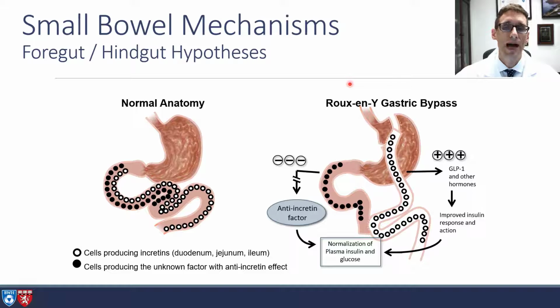So a Roux-en-Y gastric bypass works on both these pathways. It upregulates the incretin-producing cells, so that's in response to bile, secondary bile acids getting into that bowel, as well as undigested food, and it downregulates anti-incretins by shunting food away from the proximal bowel.